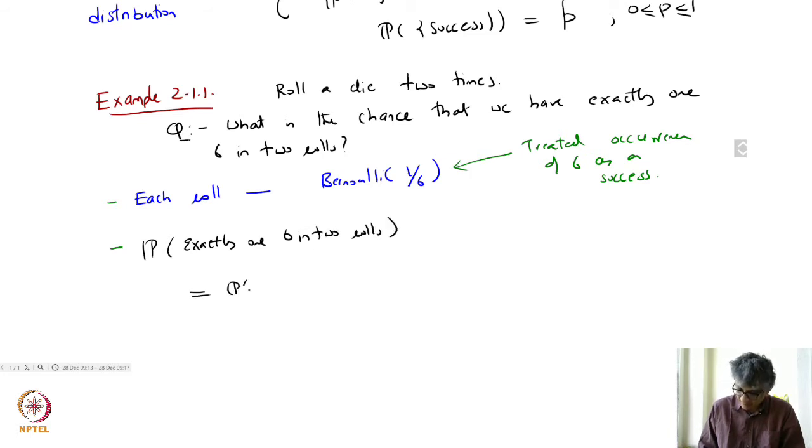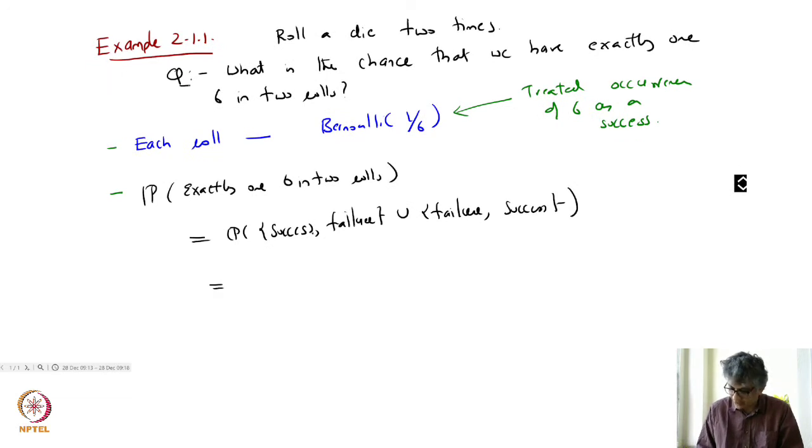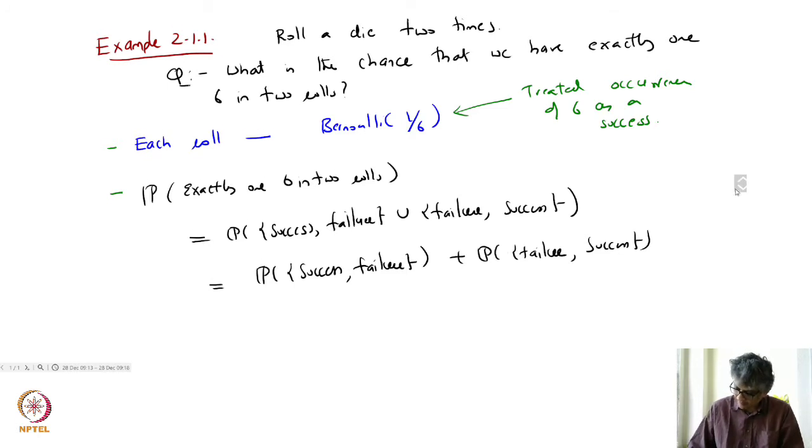And this we wrote down as probability of success, failure, because you have only one 6, or failure, success. This is what would happen in the 2 rolls. Since they're mutually exclusive, by the property of probability, you could just write this as the probability of success and failure plus the probability of failure and success, because they're mutually exclusive events, and by the axioms of probability, you could show this.